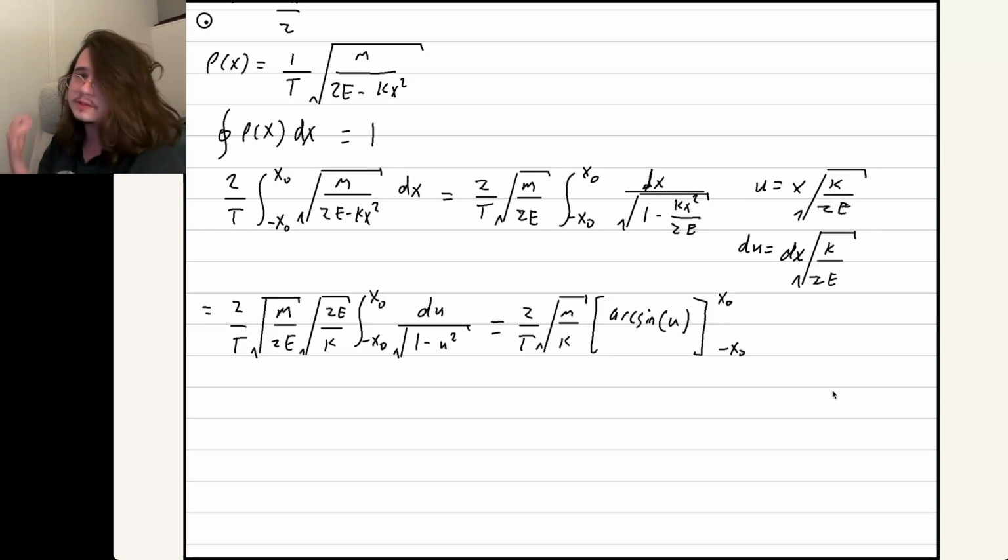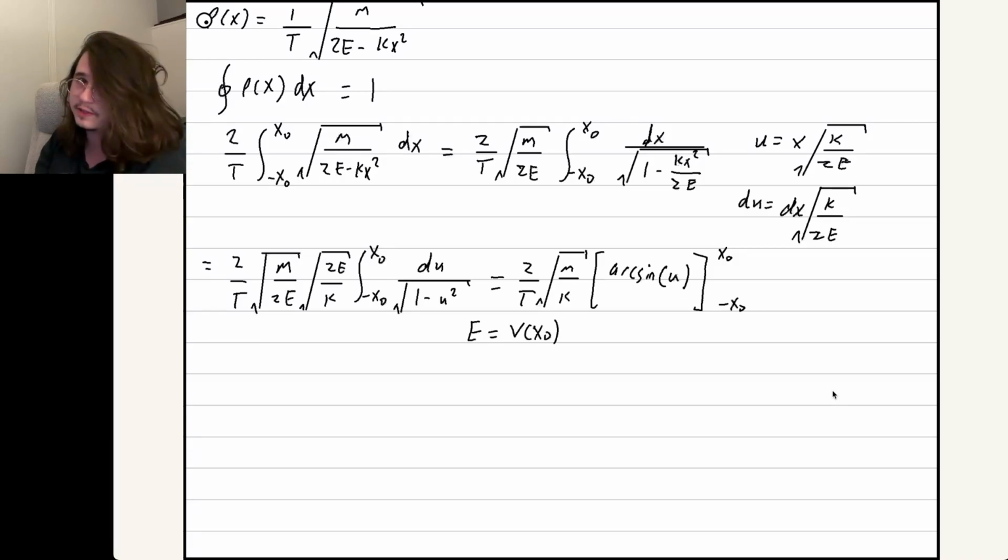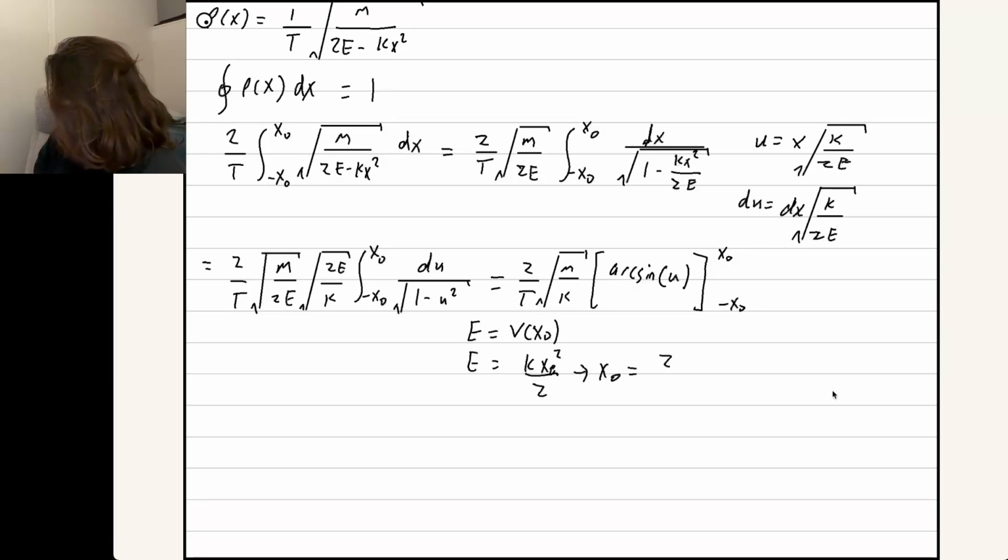Let's talk about what x naught actually is. It's defined by the turning point of the harmonic oscillator, where the energy is exactly equal to the potential energy at that point. So it's k x naught squared over 2. We can solve for x naught as being the square root of 2E over k.